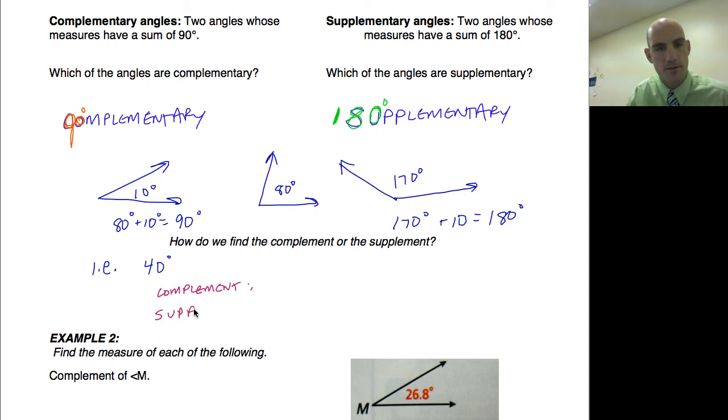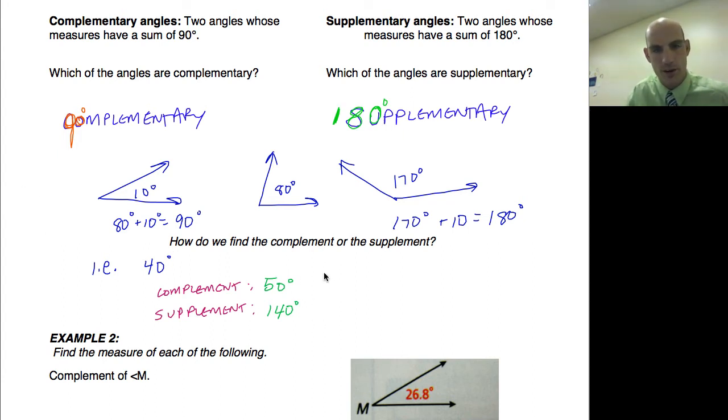And supplement. You're probably thinking to yourself, well, obviously the complement is whatever you add to it to get 90, so the complement must be 50. And the supplement is whatever you add to it to get 180, so it's obviously 140. But I'm asking the question, how did we get there? And this is how we got there.